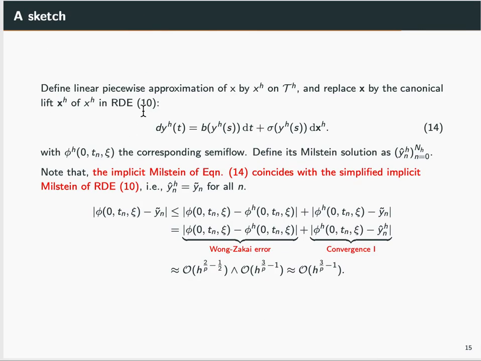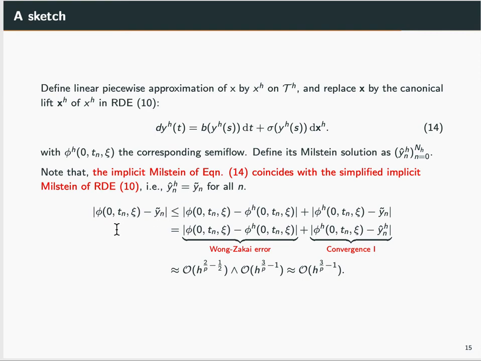We first introduce the piecewise linear approximation of x, denoted by x h, and consider the differential equation driven by the canonical lift of x h, and define its solution as phi h and its implicit Milstein method solution as y hat h. Then we have a very key observation here. This implicit Milstein solution of the newly defined equation, which is y hat h, coincides with the simplified implicit Milstein method of our original RDE, that is y tilde we just defined.